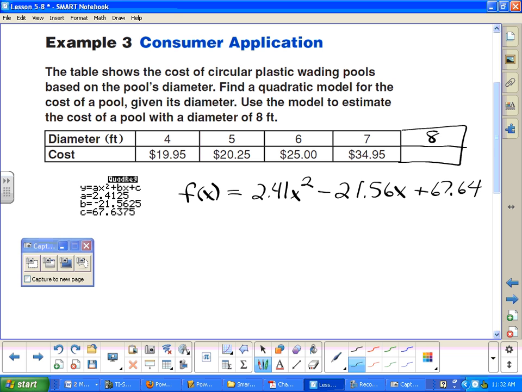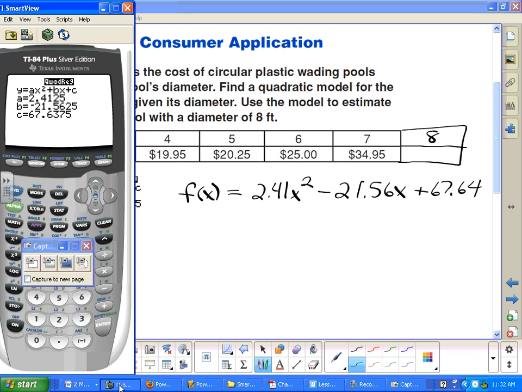Okay, goes in for x. So I could go back to my calculator. I can do two things. I can just plug 8 in for x into the equation I have now, the function. Or I could go back to my calculator and just go to my table and scroll down until I hit x equals 8.